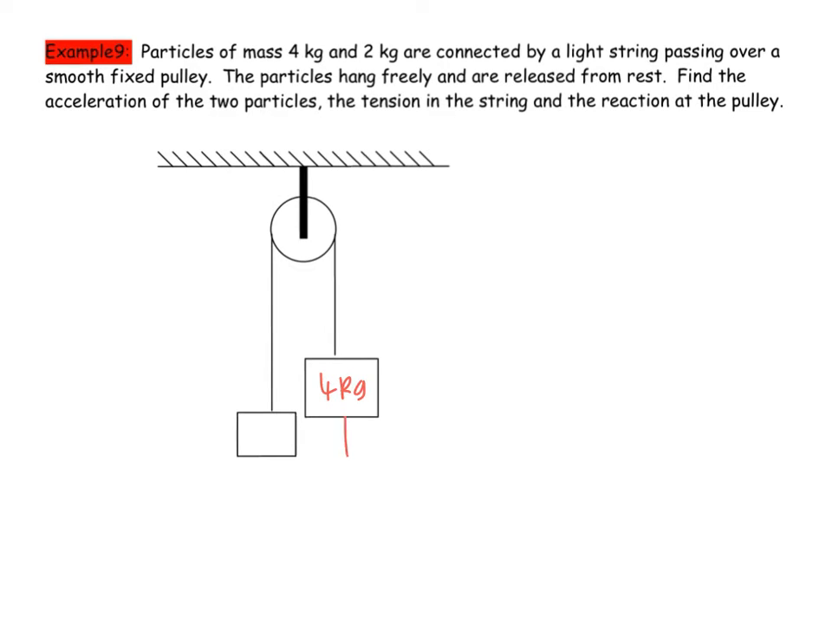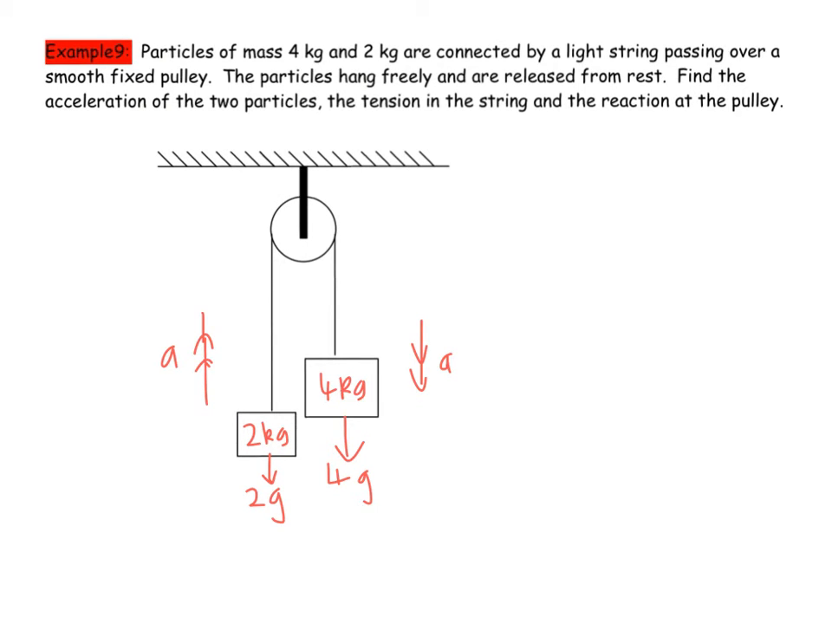And that would then create a weight, a force going downwards of 4g. The other one, 2 kilograms, creates a weight, or a force, of 2g. Then what will happen if this is released from rest is the 4 kilogram weight is heavier, so it'll fall downwards, so it'll accelerate in this direction, and that would cause the 2 kilogram weight to accelerate in the other direction.